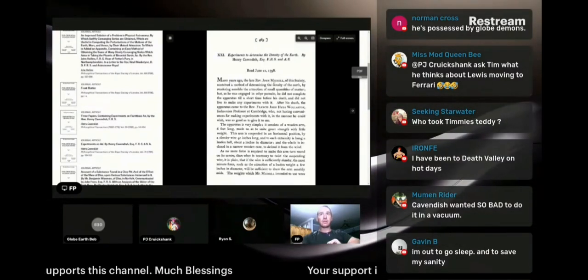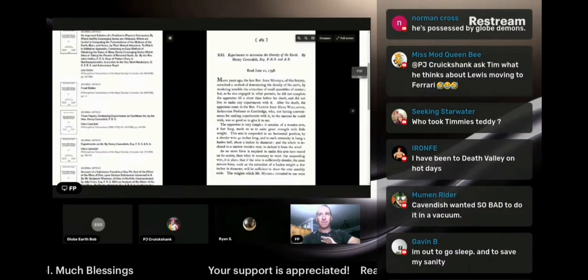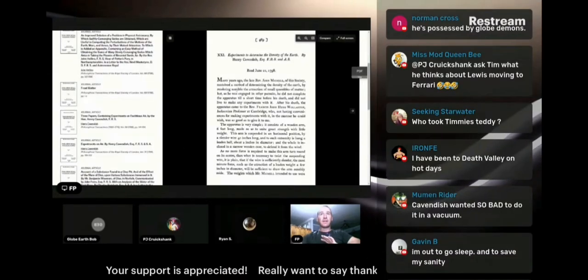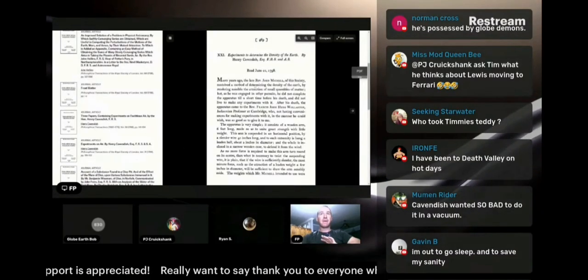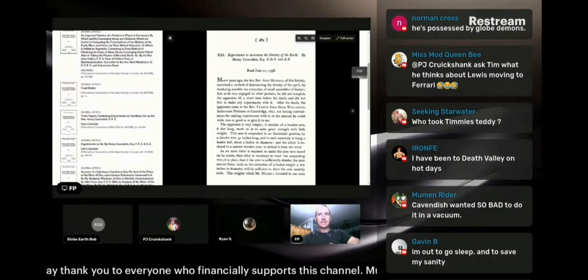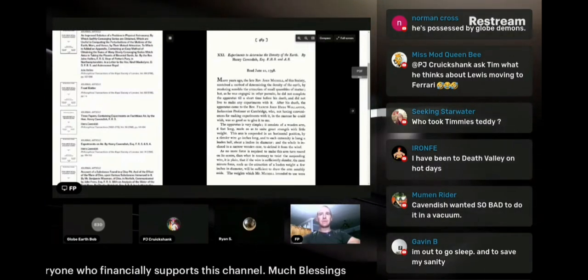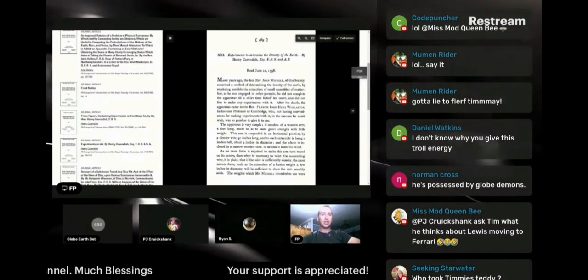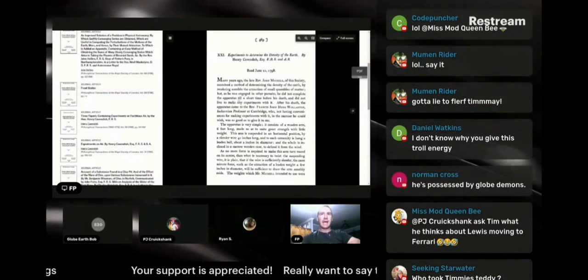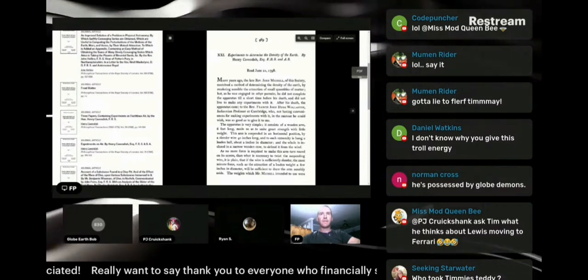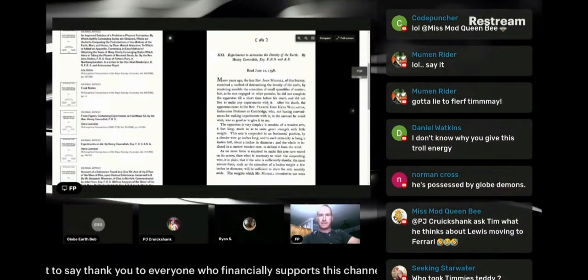Many years ago, the late Reverend John Michel, this was Mr. Cavendish, of the Society contrived a method of determining the density of Earth. Notice, he tried to calculate the density of Earth by rendering sensible the attraction of small quantities of matter. But as he was engaged in other pursuits, he did not complete the apparatus till a short time before his death, and did not live to make any experiments with it.